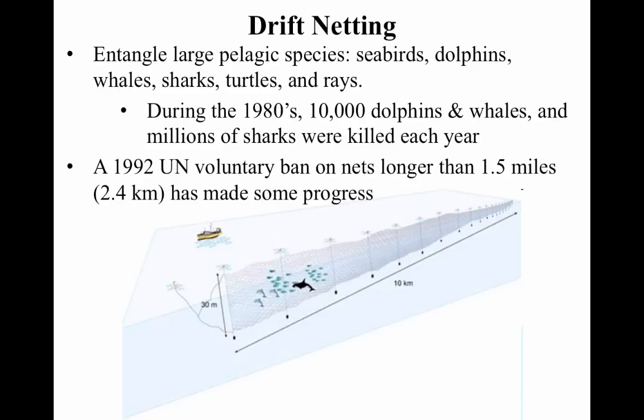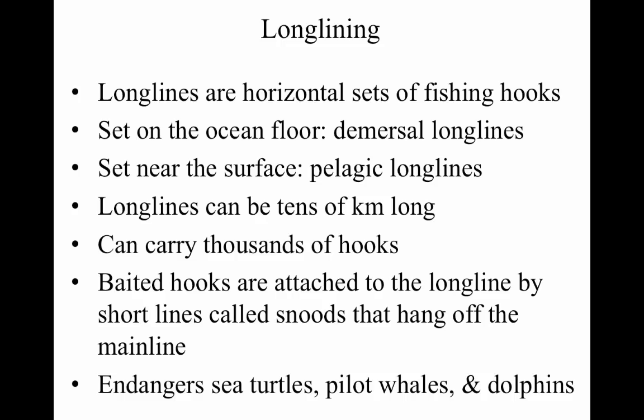So in 1992, the UN created a voluntary ban on using a net longer than 1.5 miles. And it was up to each country to decide if they wanted to enforce their fishermen to do that. But the net itself in the old days could have been as much as 10 kilometers long. And now that's considered too long, but again, it's voluntary if your nation chooses to participate in this ban. But it has made some progress.